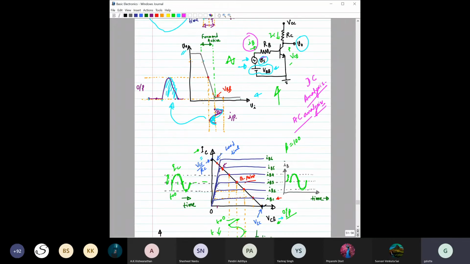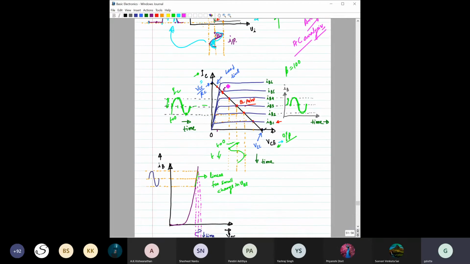IB is changing because you are changing VS, right? So what does that mean? This VS is the reason for which this IB is changing. So when this VS is changing, you are changing this V of BE, the voltage across this, and that's why your IB is changing, right?